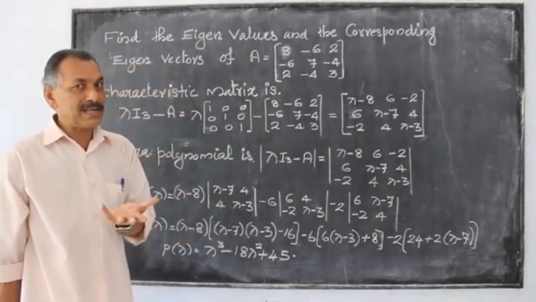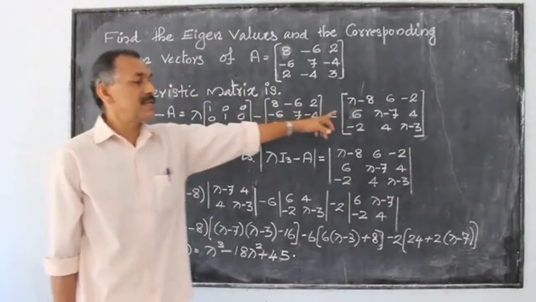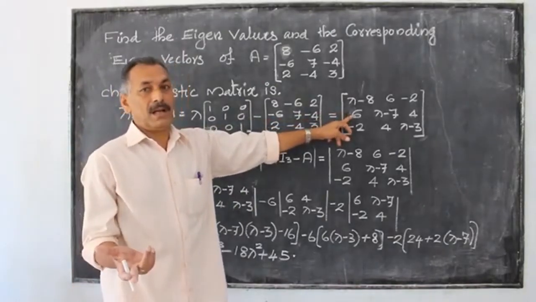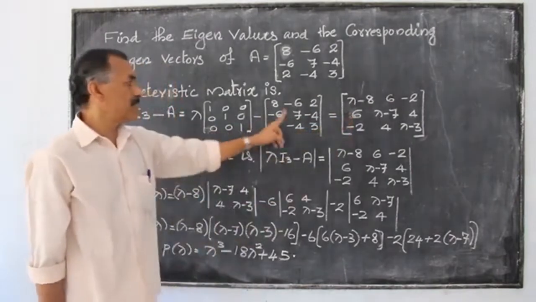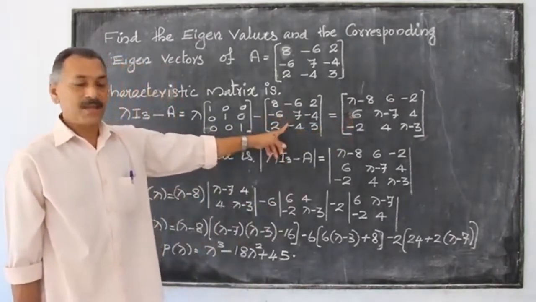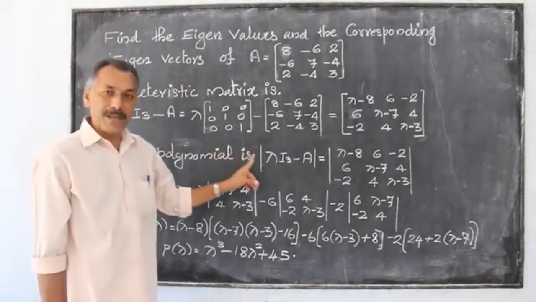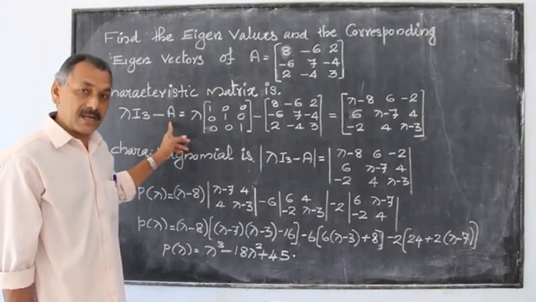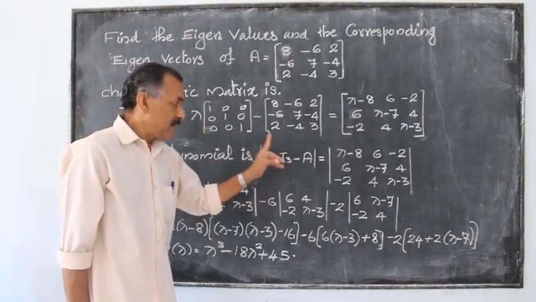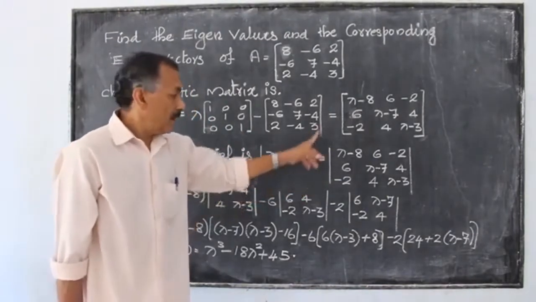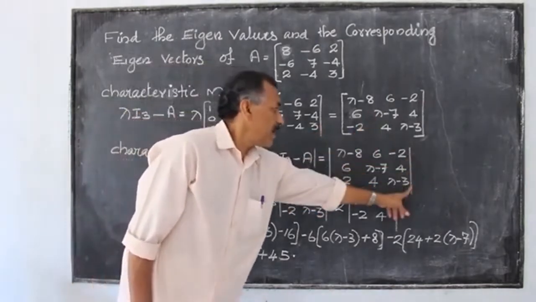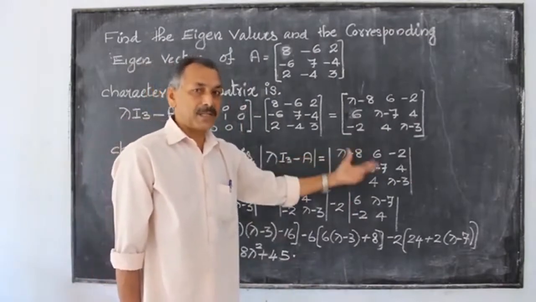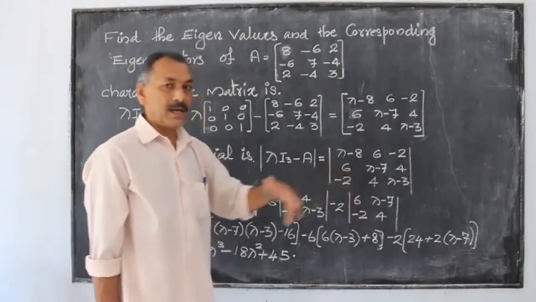The determinant of the characteristic matrix is the characteristic polynomial. The characteristic polynomial is the determinant of lambda I3 minus A, that is, the determinant of this matrix. Since it is a 3 by 3 matrix, we expand the determinant.